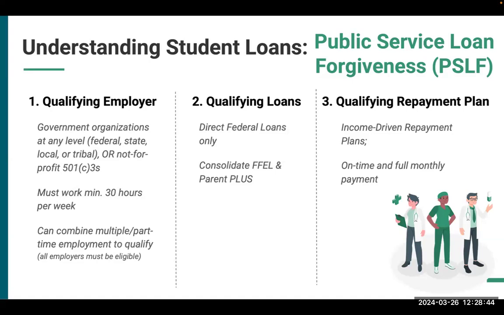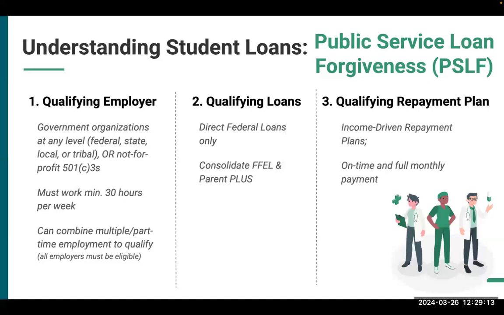Number two, you need to have a qualifying loan type. And the only types of federal loans that qualify are direct federal loans. So this is why I emphasized this so much in the previous slides when talking about loan types. You need to have a direct federal loan in order to qualify for the program. Now, let's say you don't have a direct federal loan. Maybe you have a FFEL loan or a Parent Plus loan. You will need to consolidate that loan into a direct loan in order to qualify. All right, so that's qualifying loan type.